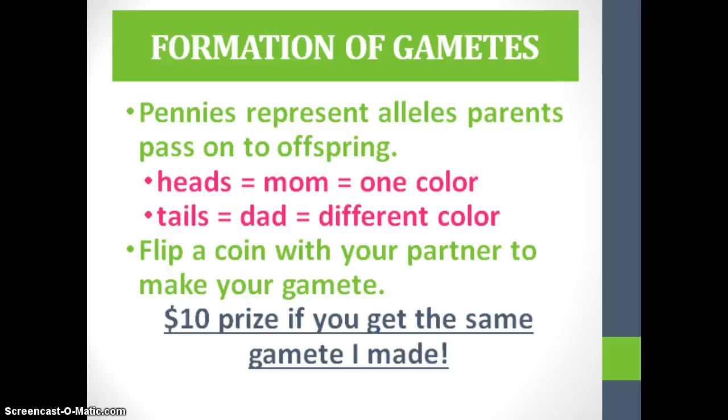Use one color to indicate this on the last page of your notes handout. If you land on a tails, this means that you are inheriting an allele from your dad, and you may also indicate this with a different color on the last page of your notes handout. After you do this for chromosome 1 to chromosome 23, make sure to compare your own gamete that you formed with your partner at your table.